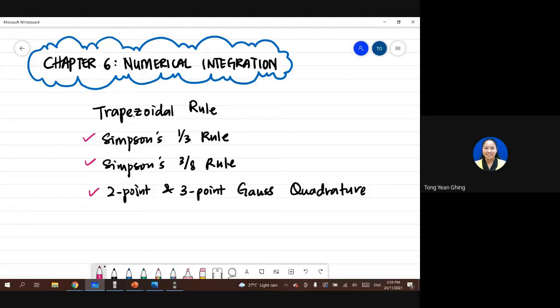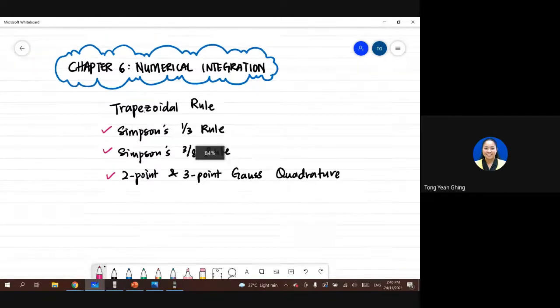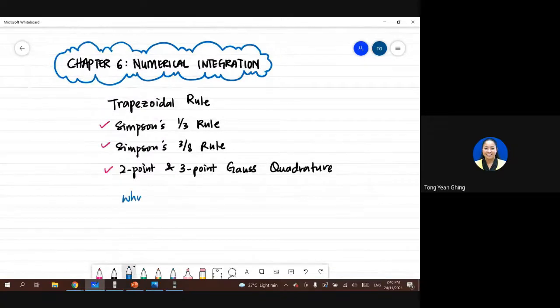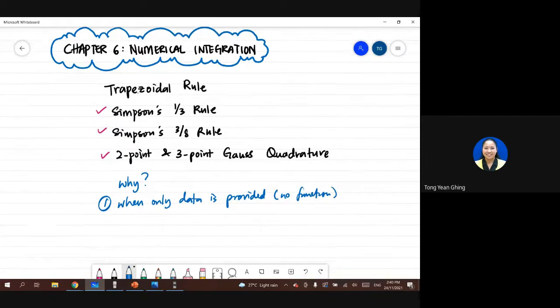Similar to the previous chapter, numerical differentiation, why do we need to use this? First, when we only have data, when only data is provided. Okay, that means there are no functions, no equations, no function is given.